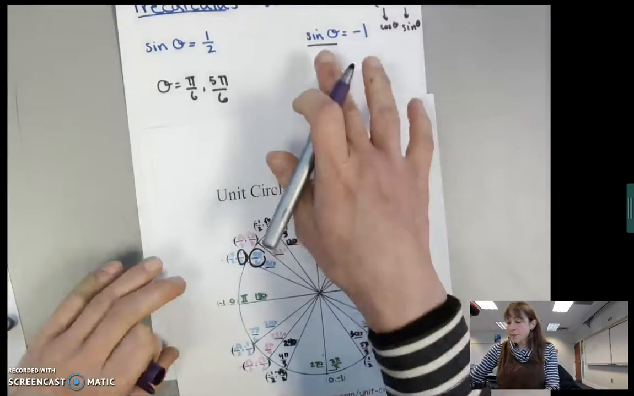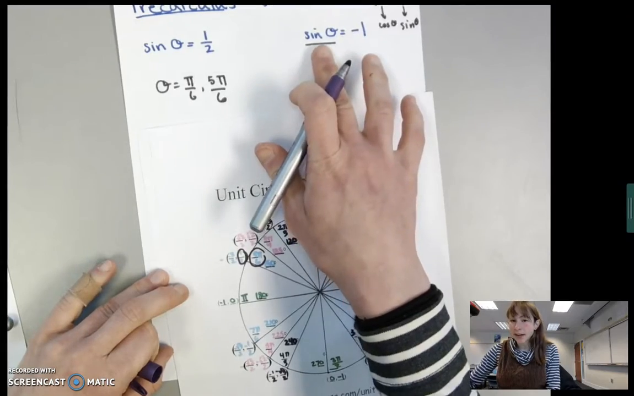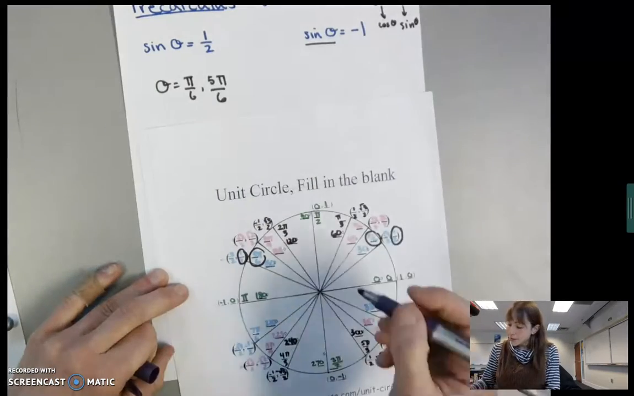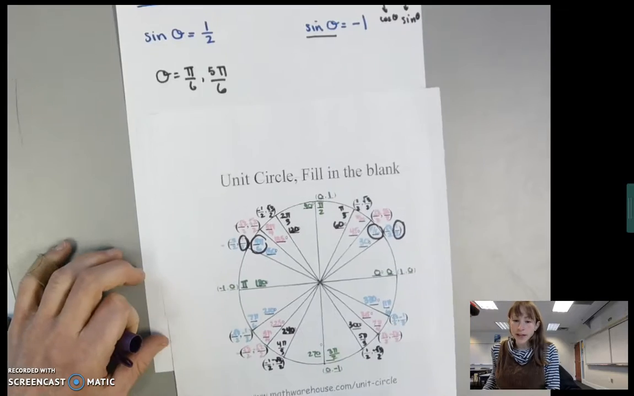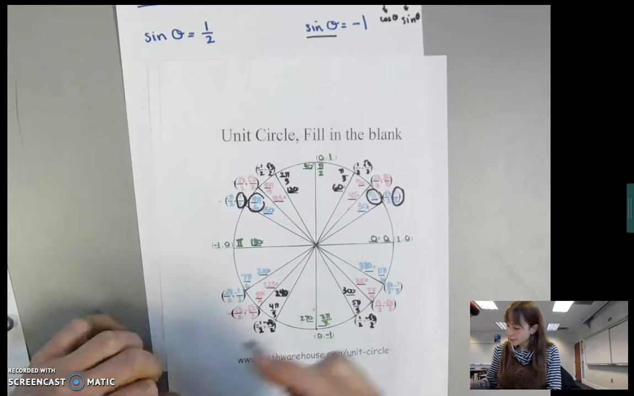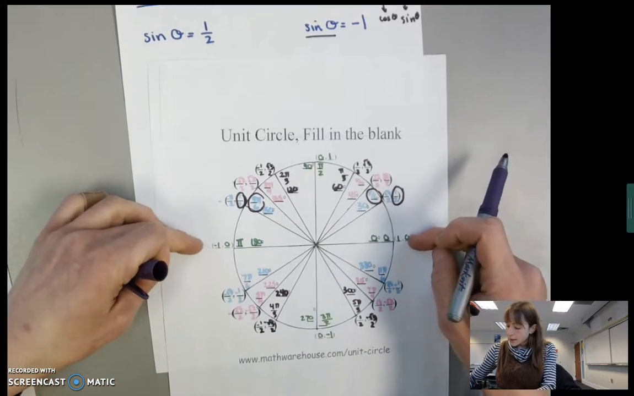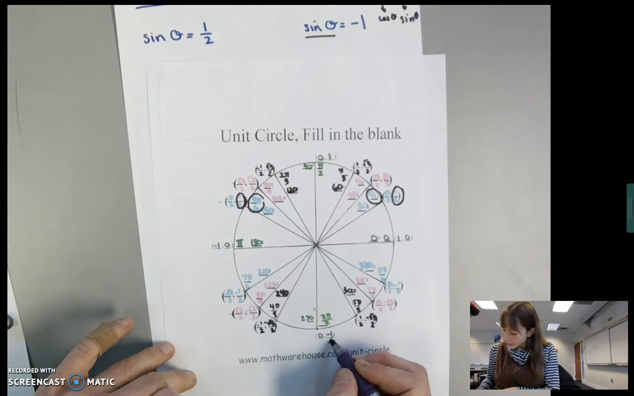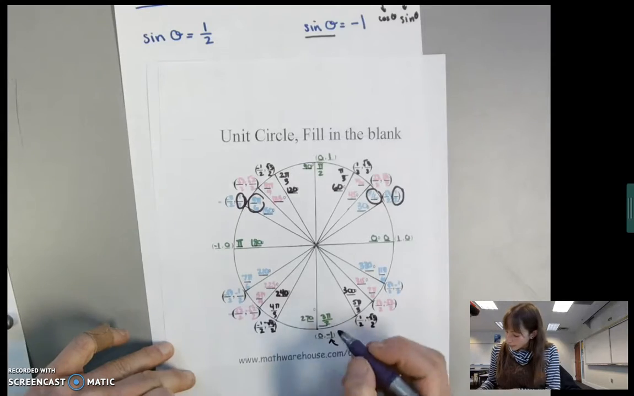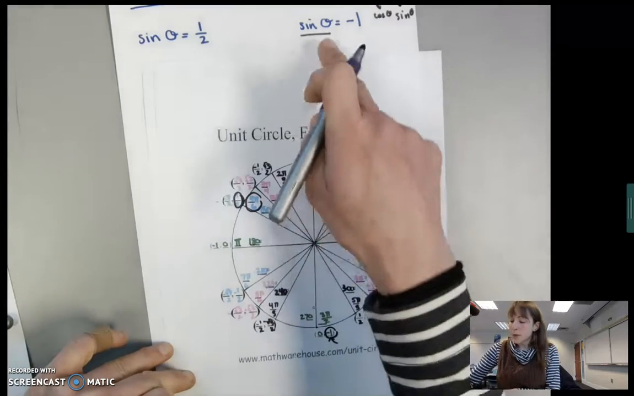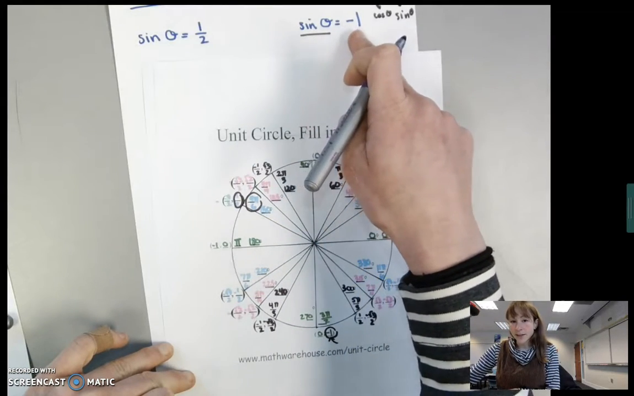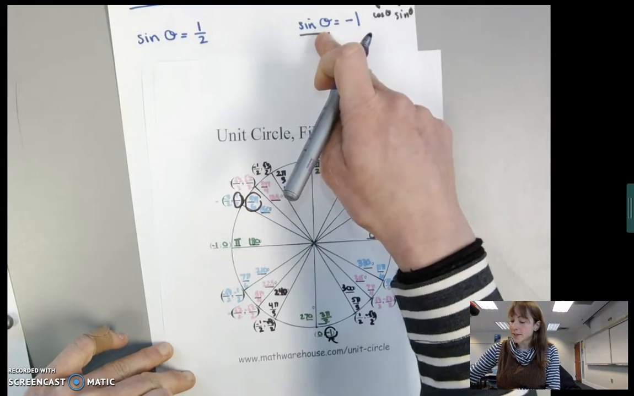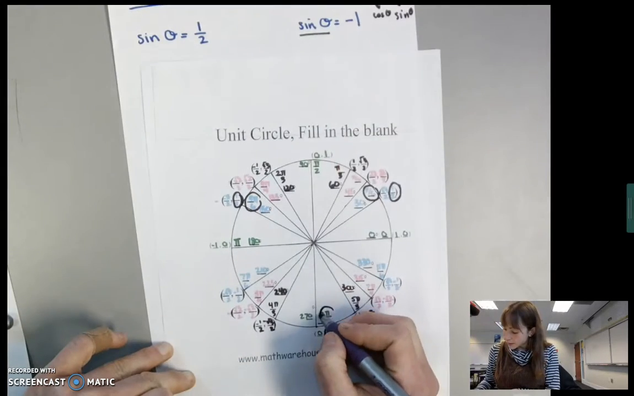I'm going to use the same procedure to find the angles that have sine of theta equal to -1. So I'm looking for a y-coordinate of -1. Do you see it? It's got to be down here somewhere. And it's right there. -1 is my y-coordinate. So what angle theta has a sine of -1? Well, it's 3 pi over 2.